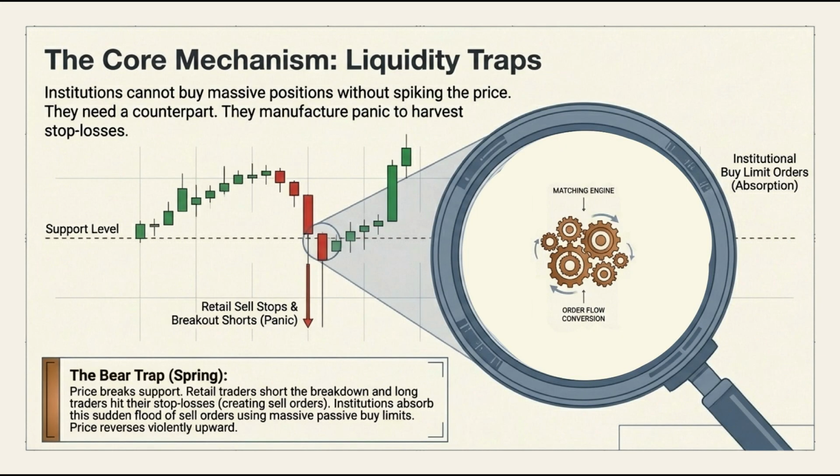Institutions cannot enter massive positions without spiking the price, so they must manufacture panic to find a counterpart for their trades. The bear trap, also known as a spring, occurs when price breaks below a known support level to trigger retail sell stops and breakout shorts. As retail traders panic sell, institutions use massive passive buy limit orders to absorb this sudden flood of sell orders. This order flow conversion through the matching engine causes price to reverse violently upward once the supply is exhausted.